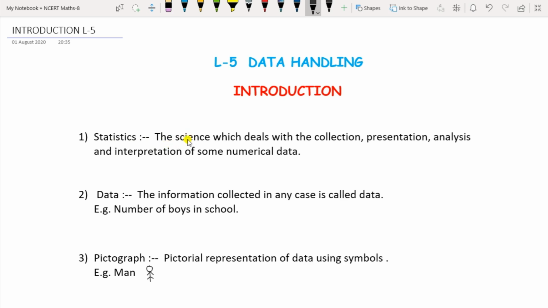Statistics means the science which deals with the collection, presentation, analysis and interpretation of some numerical data. It is called statistics. That is, if you want some data, that data is collected, presented, analyzed and interpreted in a numerical form. It is called statistics.